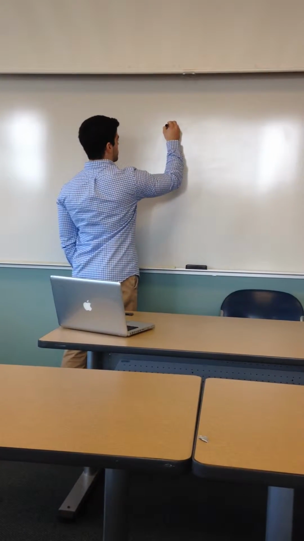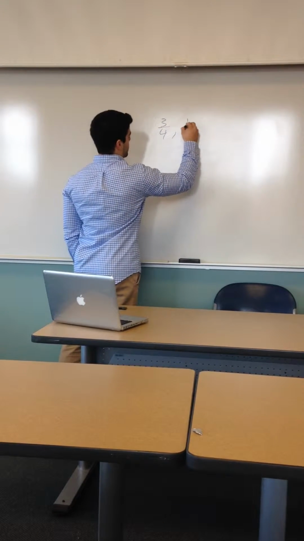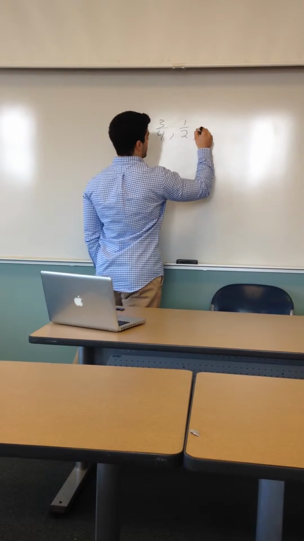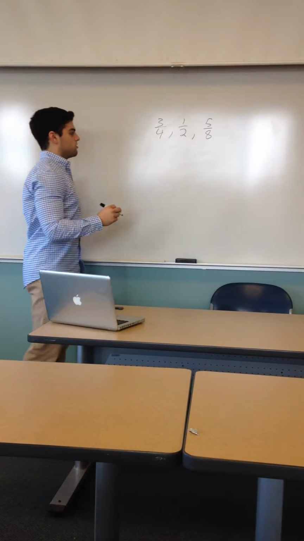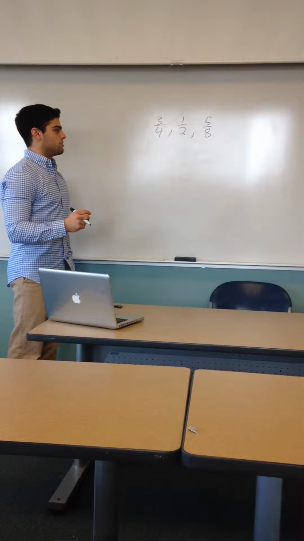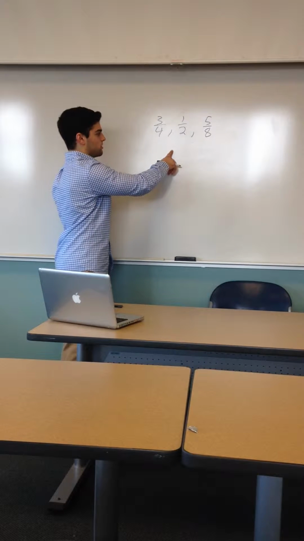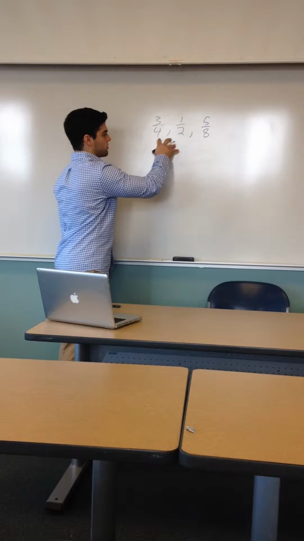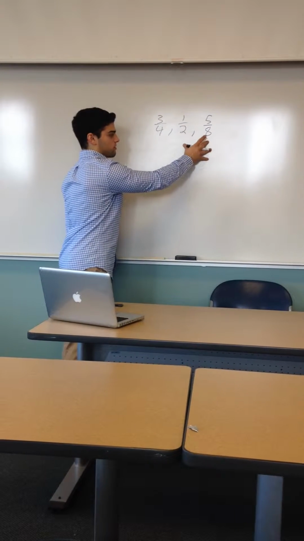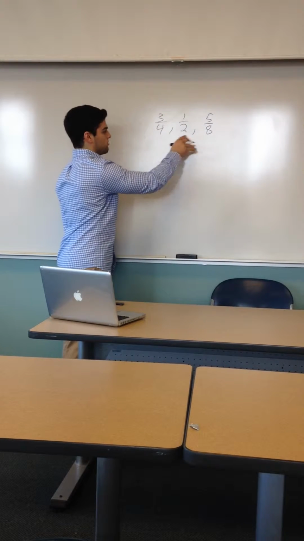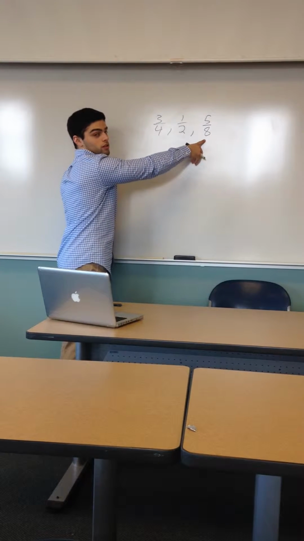So I'm going to show you 3/4, 1/2, and 5/8. So we can't put these in order yet because we don't have the same denominator. So what we want to do is get the denominators to all be the same. And what you do is you pick the fraction with the biggest denominator and you get the other two fractions to be equal to that denominator.